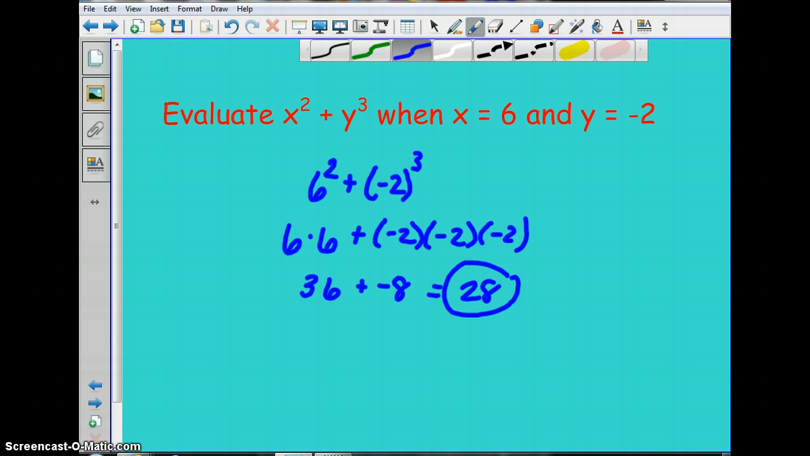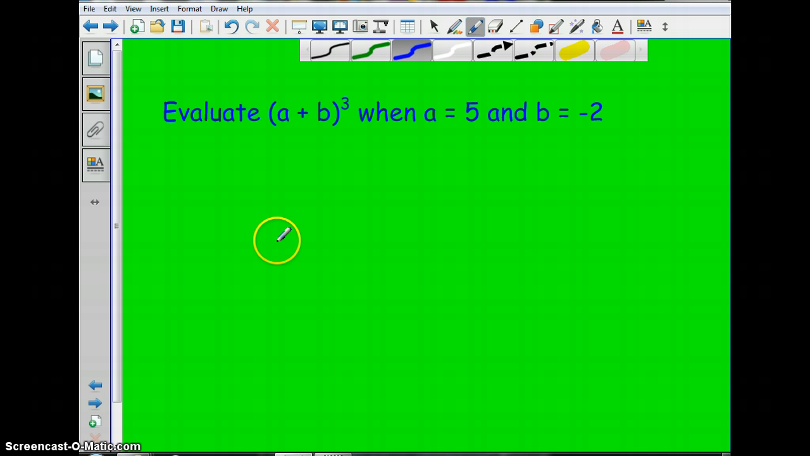Let's try another one. We have a quantity, A plus B. Okay, this time we have the quantity, A plus B, and that quantity we're taking to the third power. So let's plug and chug. So we have 5 plus a negative 2, that quantity to the third power. Pause the video again and see if you can finish this out and get the correct answer.